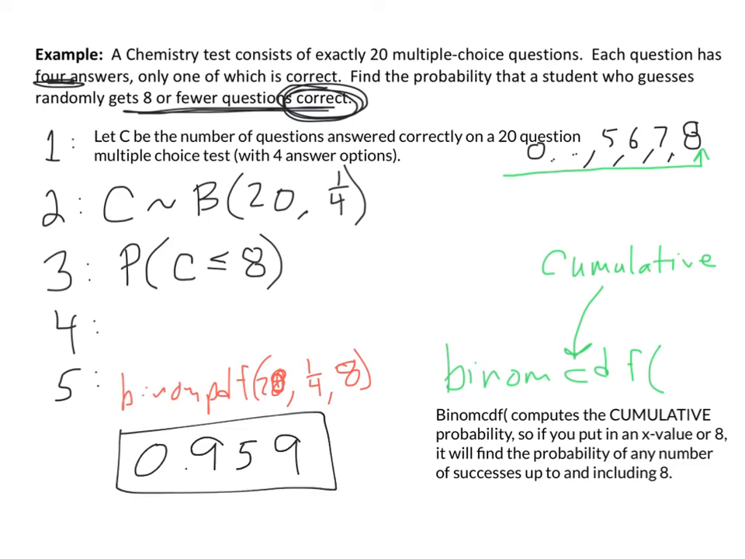95.9% chance. So this really just confirms what you already know. Don't go and take a multiple choice test where you have no idea what you're doing, because you'll have about a 96% chance of getting 8 or fewer of the questions right. So you've got about a 4% chance of getting 9 or more of them correct.